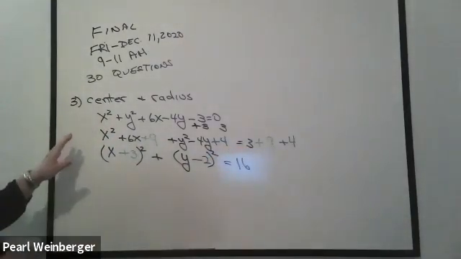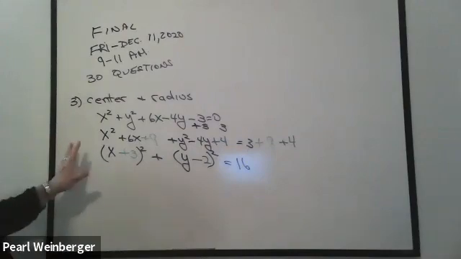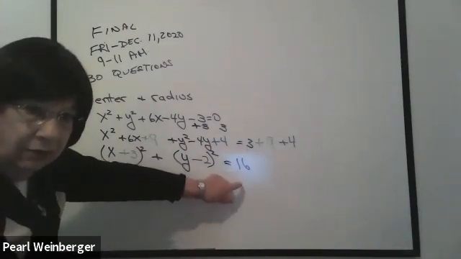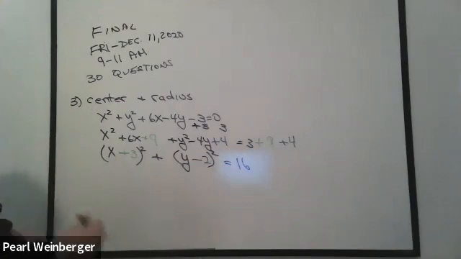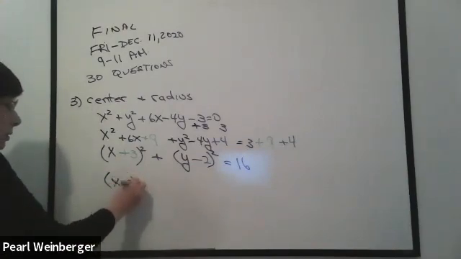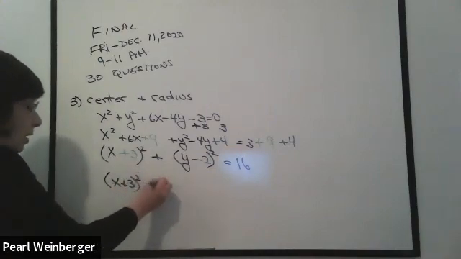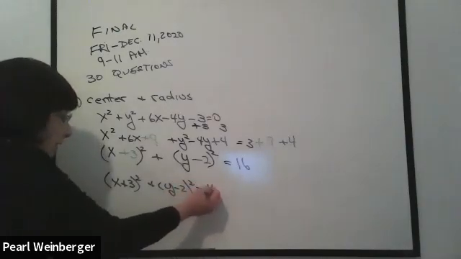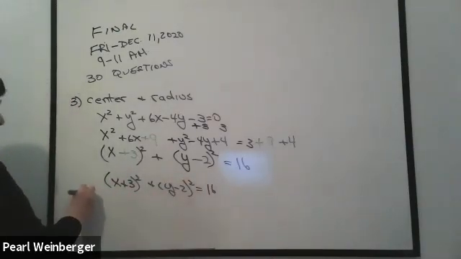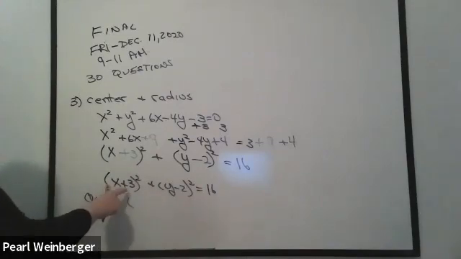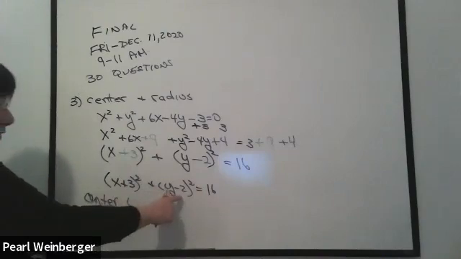So I have now put this in what we call standard format. So I'm going to write it underneath. This is x plus 3 squared plus y minus 2 squared equals 16, which means that my center of my circle is the point. Remember, you take the numbers inside the parentheses.